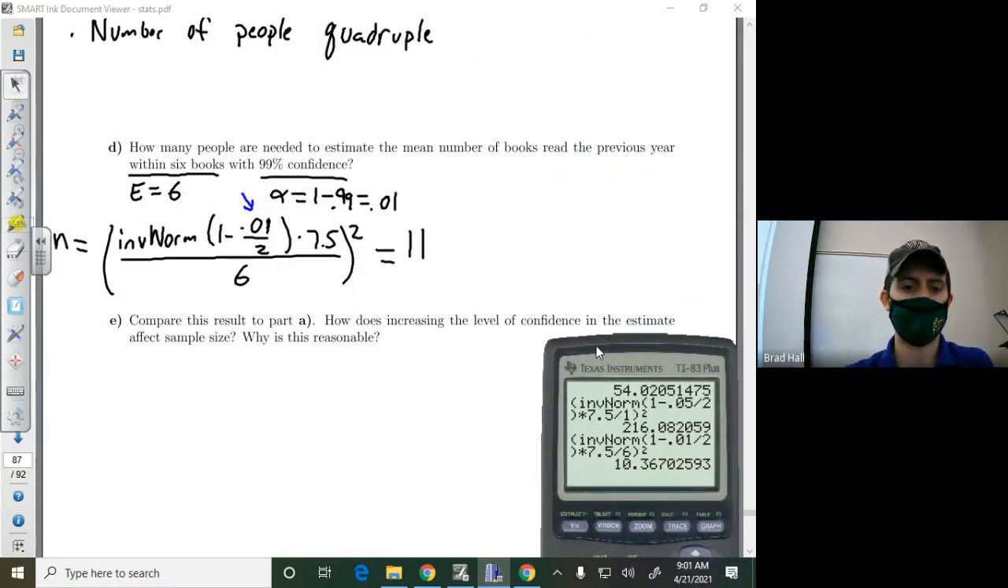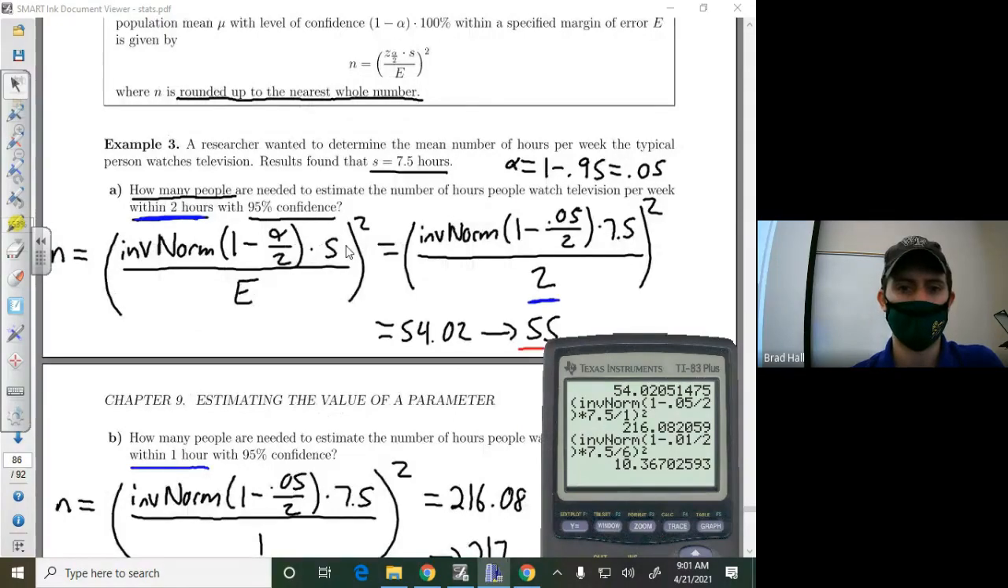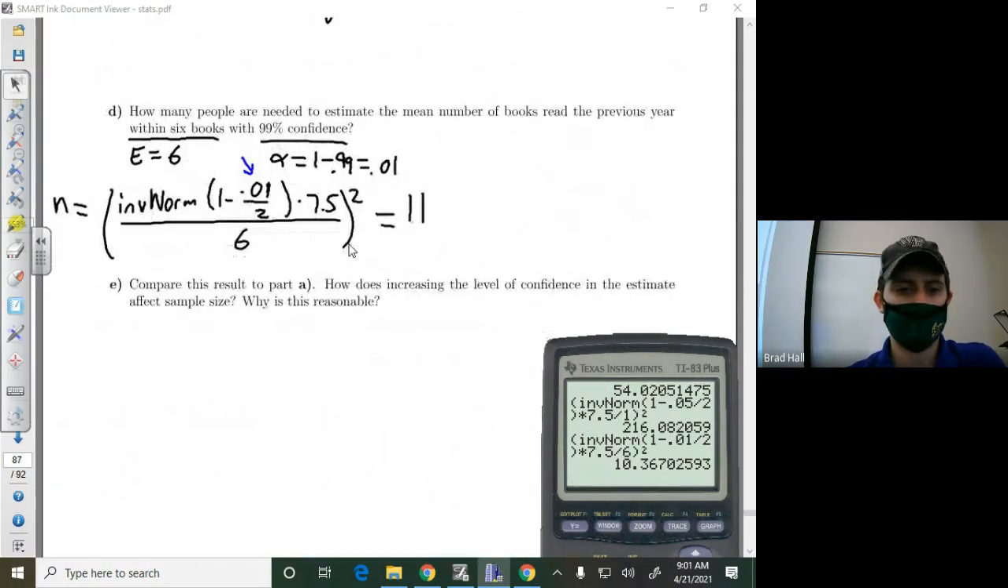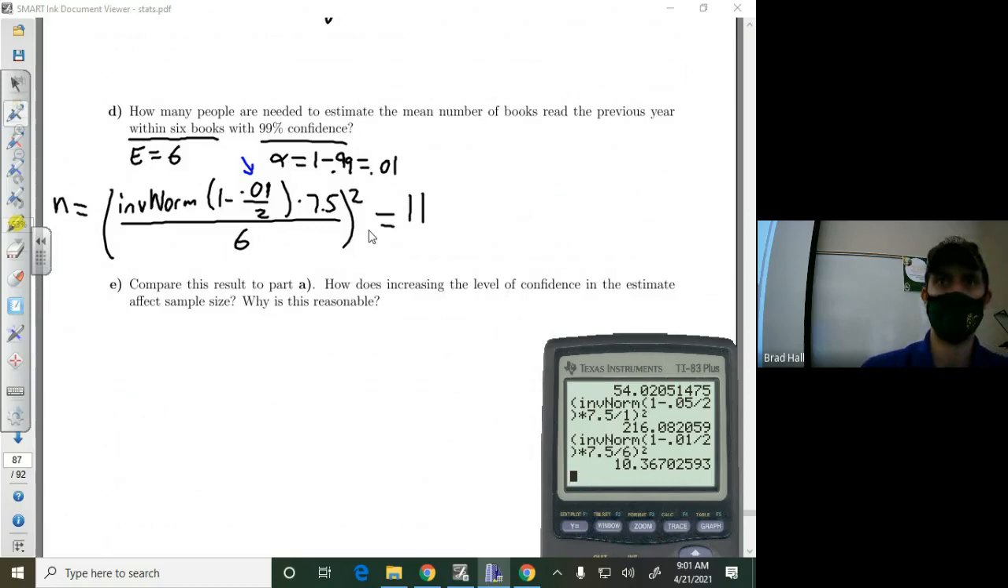So I guess from there, compare that result to part A. How does this affect the sample size? Well, it seems like it decreases. How does increasing the level of confidence... See, I feel like this problem should have been, the error should have stayed the same.